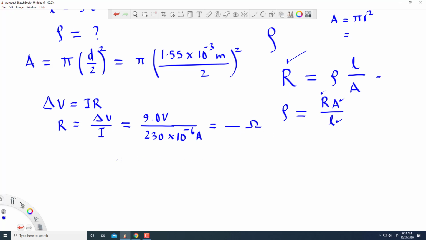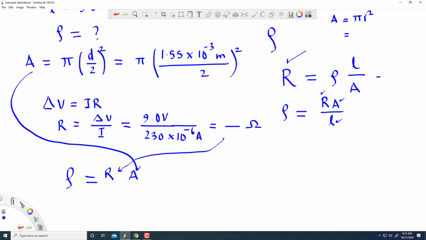So now you have everything in this formula. So rho, you have this R. You have A, area is from here, and then you have L also given. So let's do the math and see what you get.